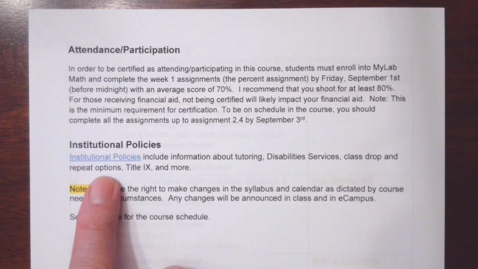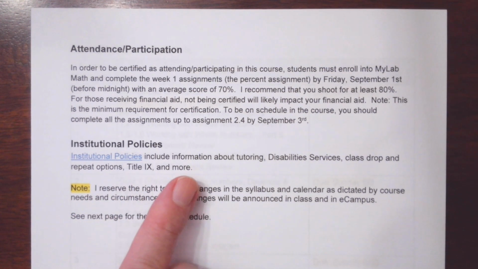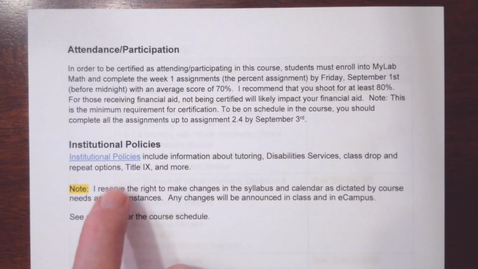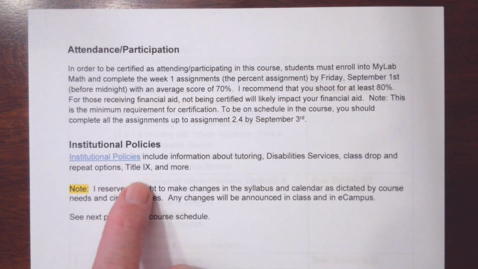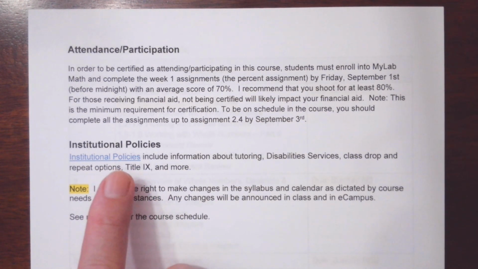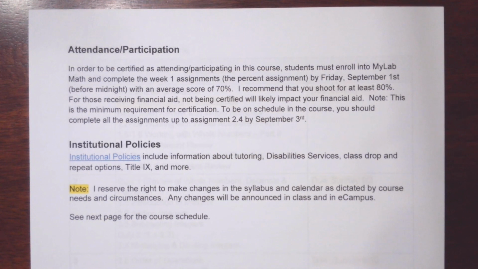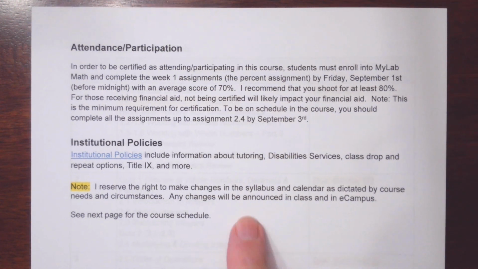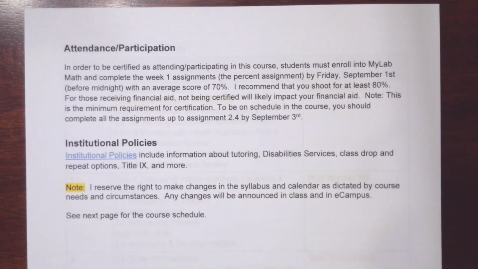So here are our institutional policies. This is college-wide. These are some of the topics: disability services, dropping classes, repeating classes, Title IX, and so on. Click on there if you haven't before and check things out. Make sure you're familiar with what our policies are, so there are no issues, no problems. You know exactly what's expected. I do reserve the right to make changes to the syllabus or the calendar if I need to, depending on how things go this semester. If I do, I will let you know.